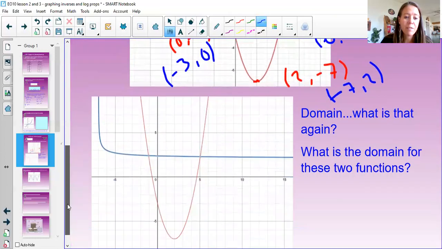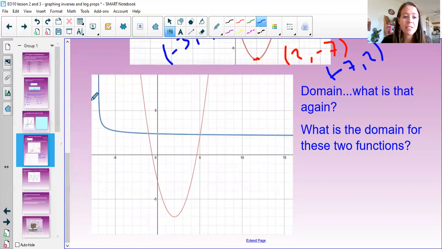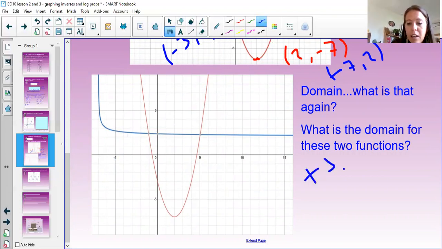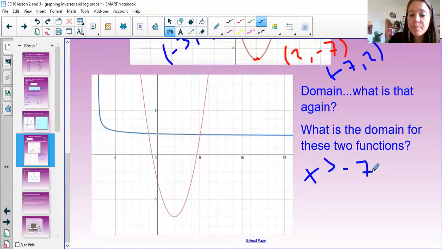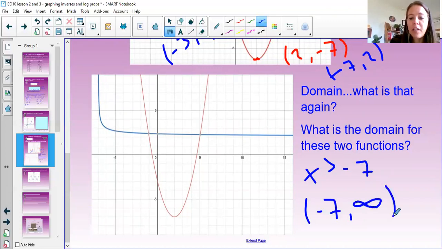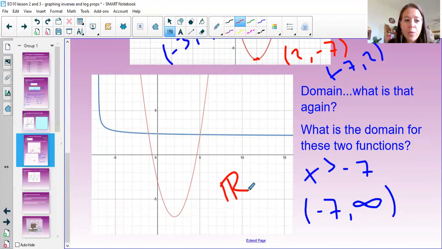So now moving to my inverse, my domain is going to be everything greater than -7. So we can write this in two ways. We can say that x is going to be greater than -7, or we can write this in interval notation saying that -7 is going to go towards infinity. Now my original domain is going to be all real numbers, and you can just write that as all real numbers if it asks you.